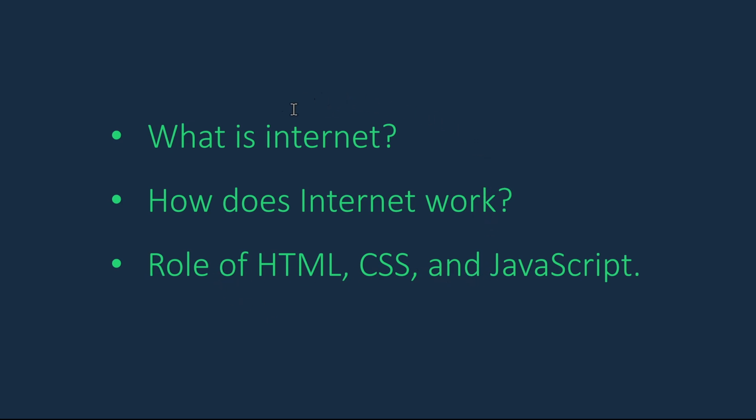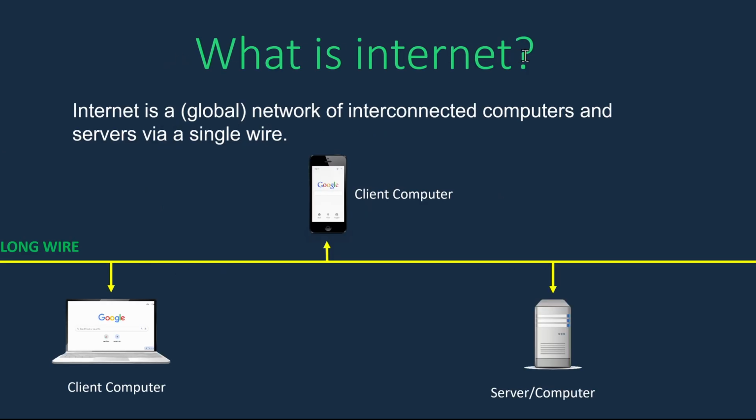By the end of this video, you're going to understand inside out what the internet is and how it works. So what is the internet? In simple terms, the internet is a global network of interconnected computers. Just that, a global network of interconnected computers, computers that are connected to one another via a long wire.